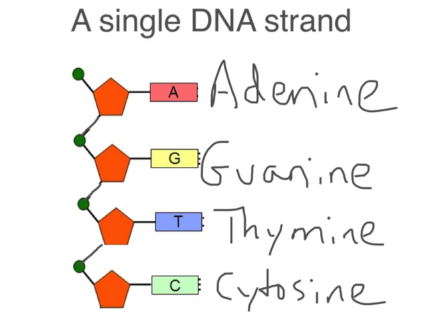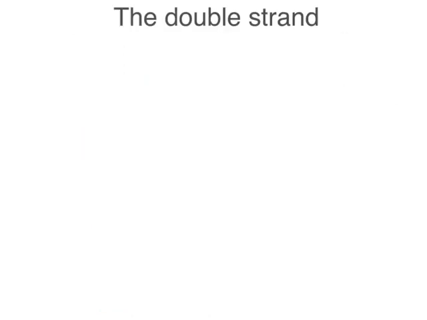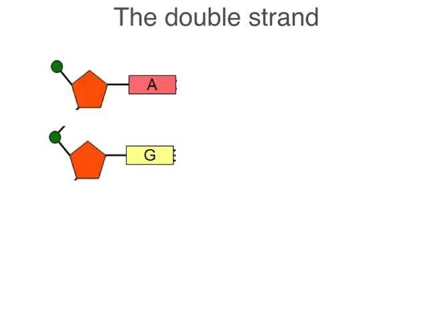Now we have a single strand of DNA. Let's see how two strands of DNA come to make up the double-stranded DNA. All right, so to make our double-stranded DNA, we simply put our nucleotides together like so. Really easy, no problem.